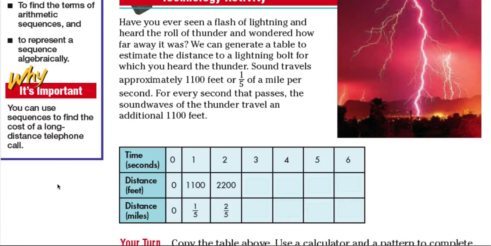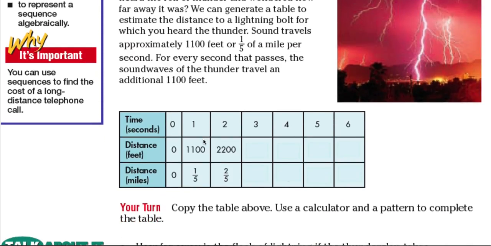Sound travels approximately 1,100 feet or 1/5 of a mile per second. For every second that passes, the sound waves of the thunder travel an additional 1,100 feet. So we have this table, and we need to fill it in. If the time is 0, the distance is 0, and obviously the distance in miles will also be 0. Time in seconds is 1, distance in feet is 1,100, and distance in miles is 1/5 of a mile. 2 seconds, 2,200 feet, 2/5 of a mile.